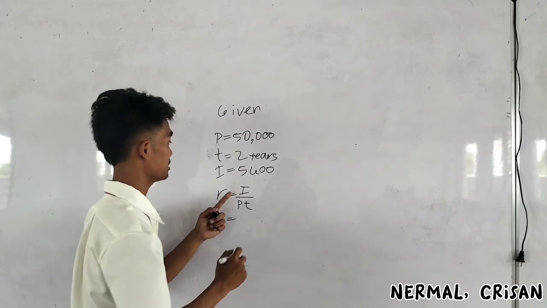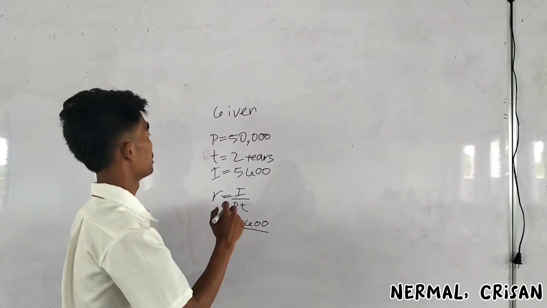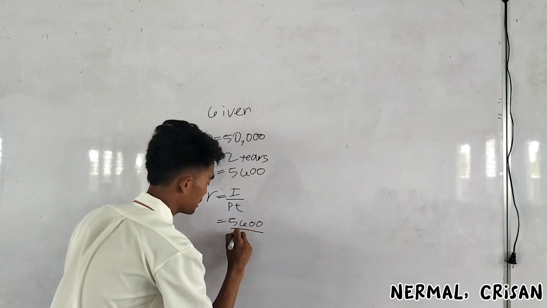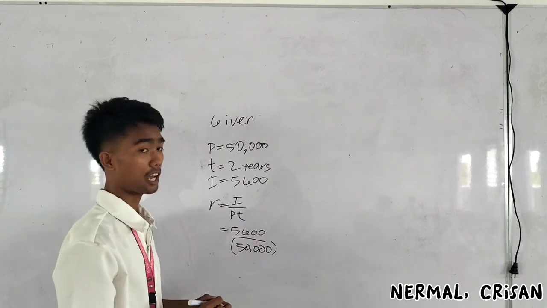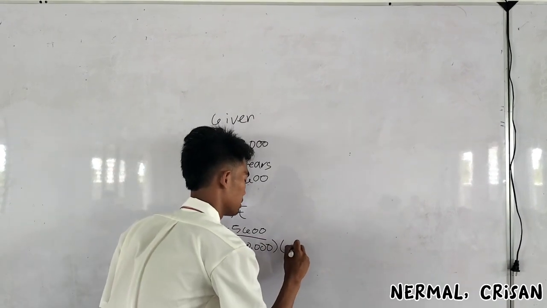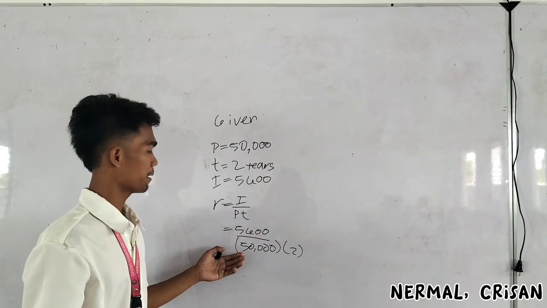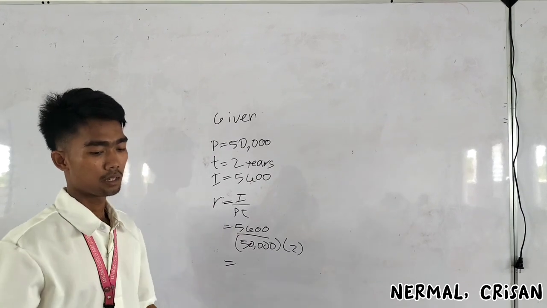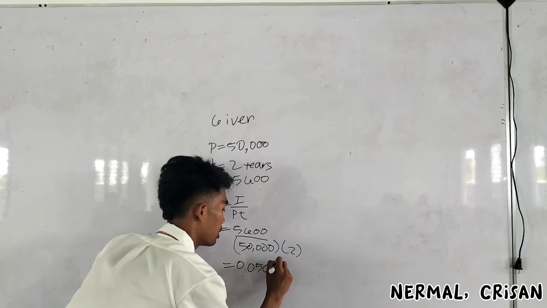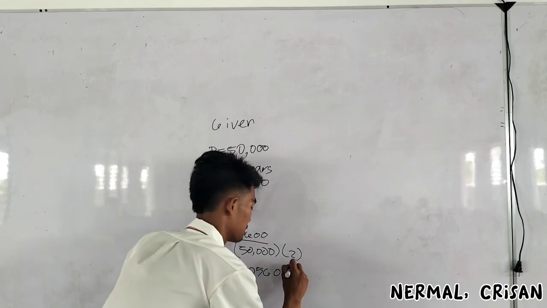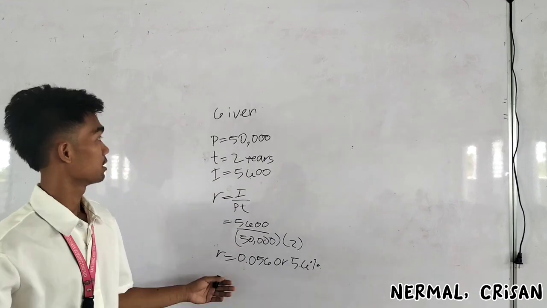So ang iyang interest is 5,600 over principal of 50,000 and the iyang time is 2 years. So 5,600 divided by 50,000 times 2 is 0.056 or 5.6%. So mao na iyang rate.